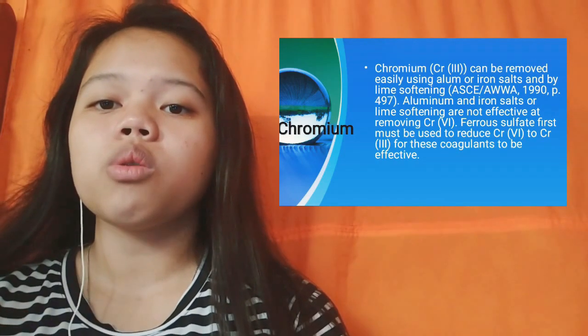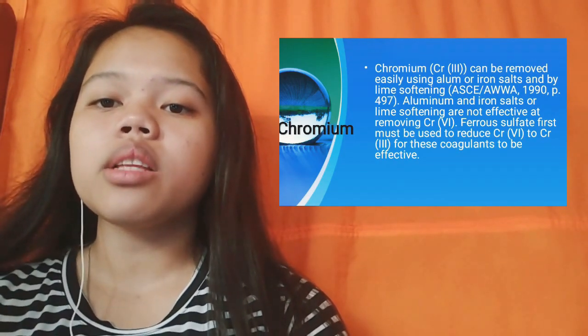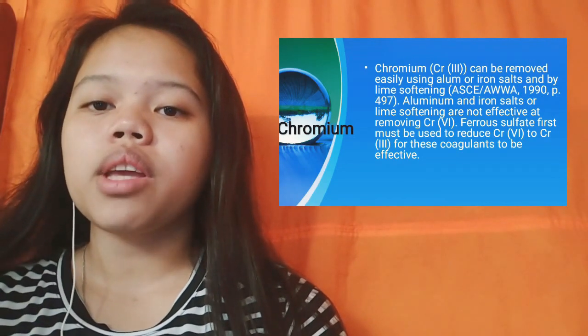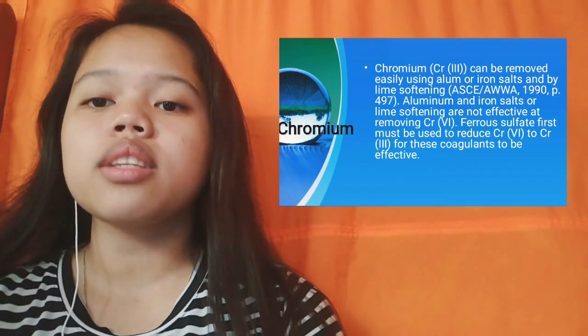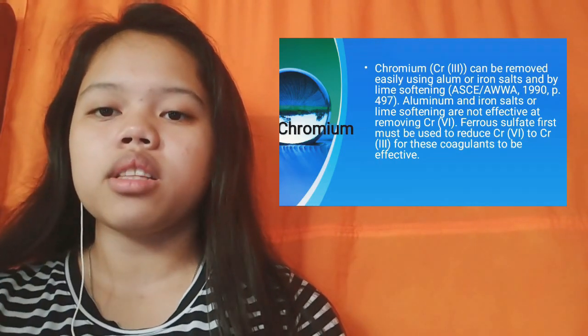Aluminum and iron salts or lime softening are not effective at removing hexavalent chromium. Ferrous sulfate first must be used to reduce hexavalent chromium to chromium for these coagulants to be effective.